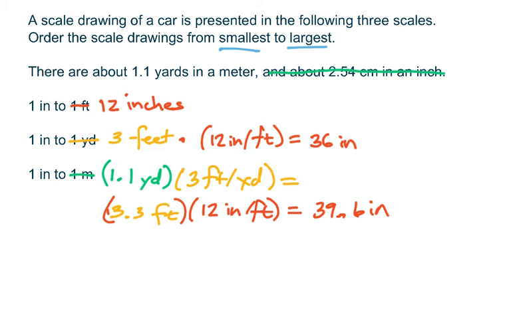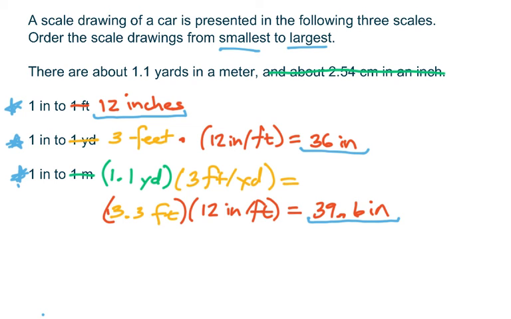So I do think that my strategy was successful because now I have all three of the scales in all the same units. So that helps me know how to put them in order. And in fact, we're supposed to go from smallest to largest. So the first scale is the smallest, where 1 unit is only represented by 12 inches. The second one is the next largest, representing 36 inches. And the third represents 39.6 inches. So I think that we're pretty good here.